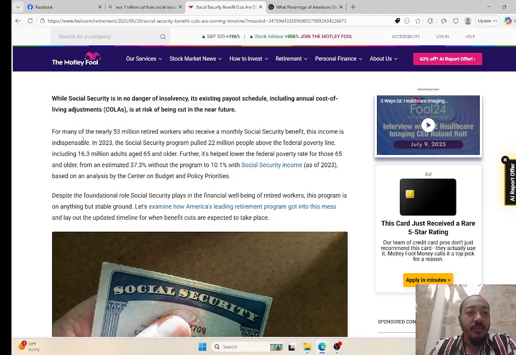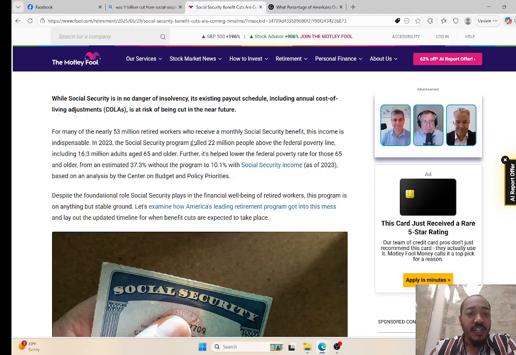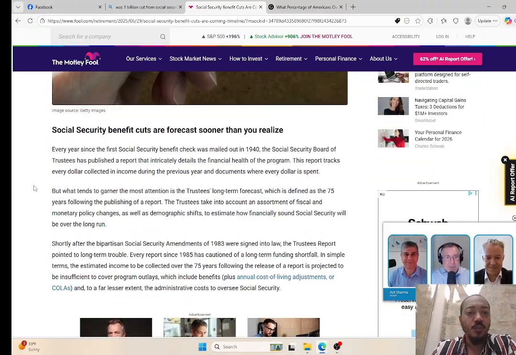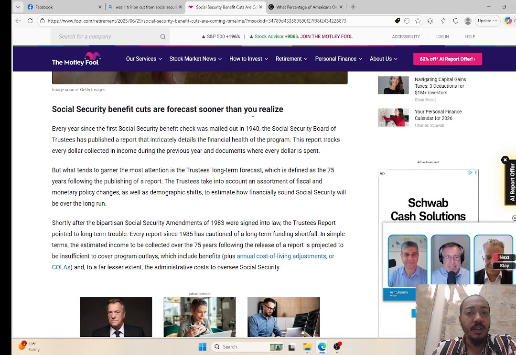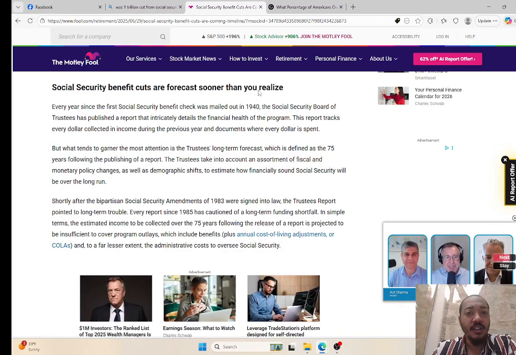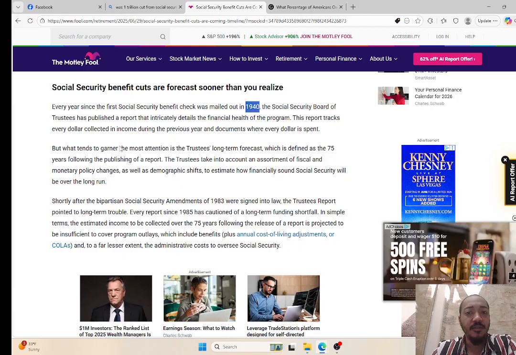All right, for many of the nearly 53 million retired workers who receive a monthly Social Security benefit, this income is indispensable. Yeah, this is why it matters. One of the reasons why it matters. All right, let's see. Yep, they're coming sooner than you realize. And look at that, the first check was mailed in 1940. This plan started in 1935, but the first check wasn't mailed until 1940.